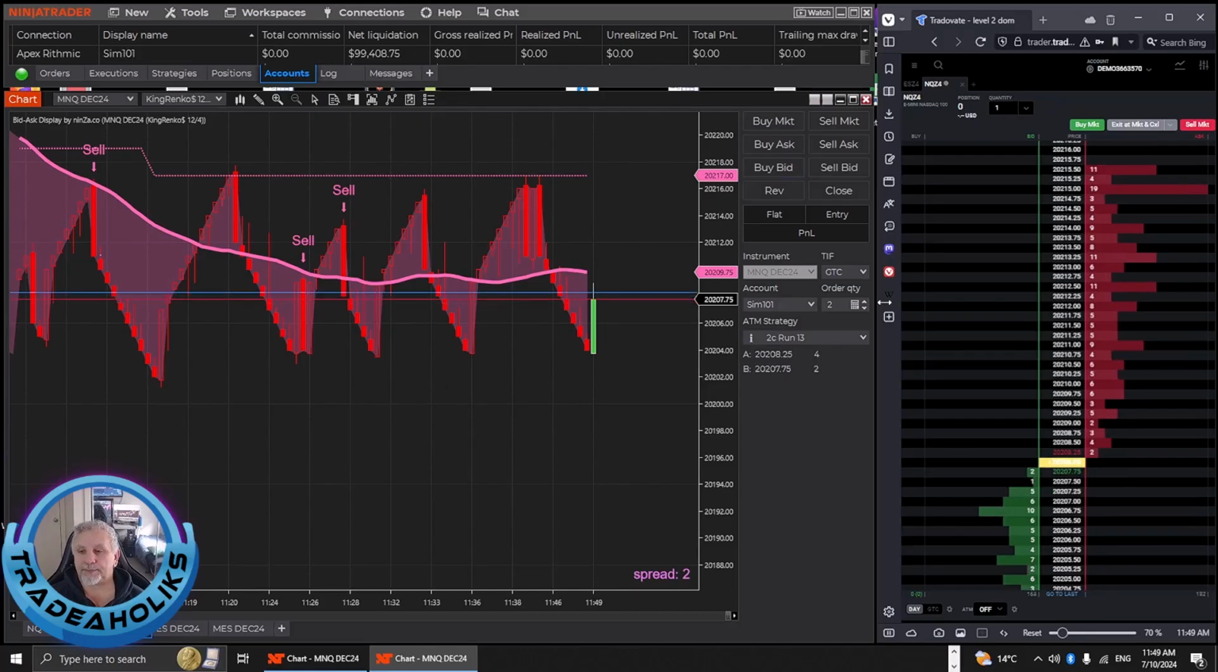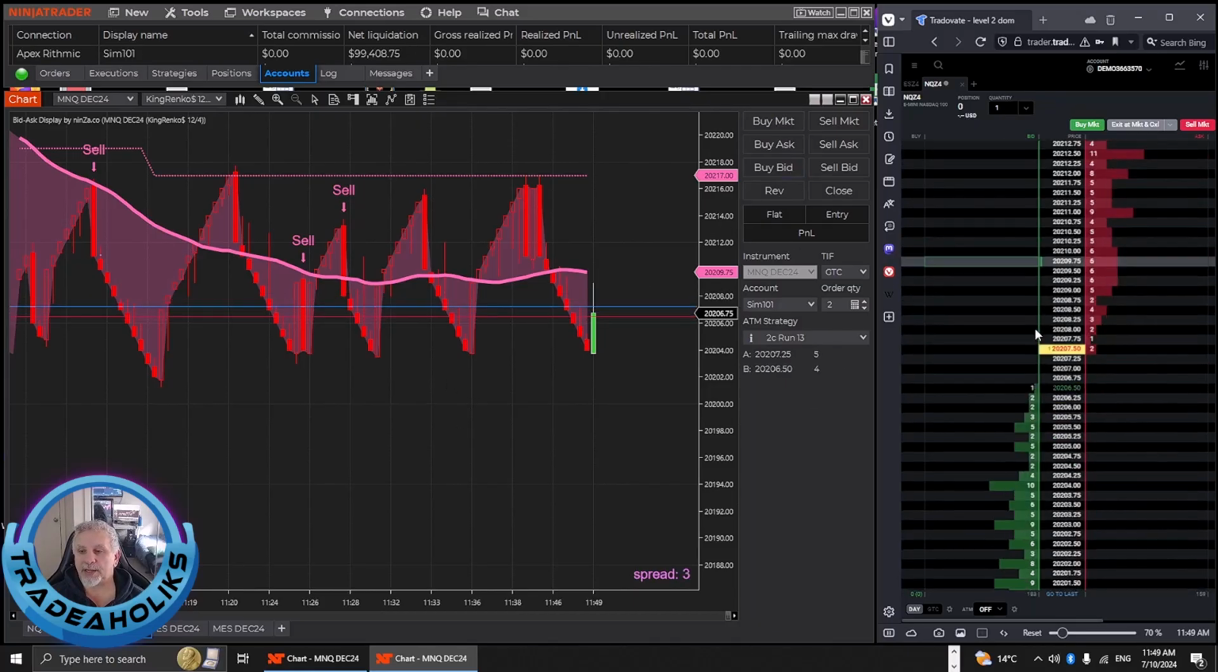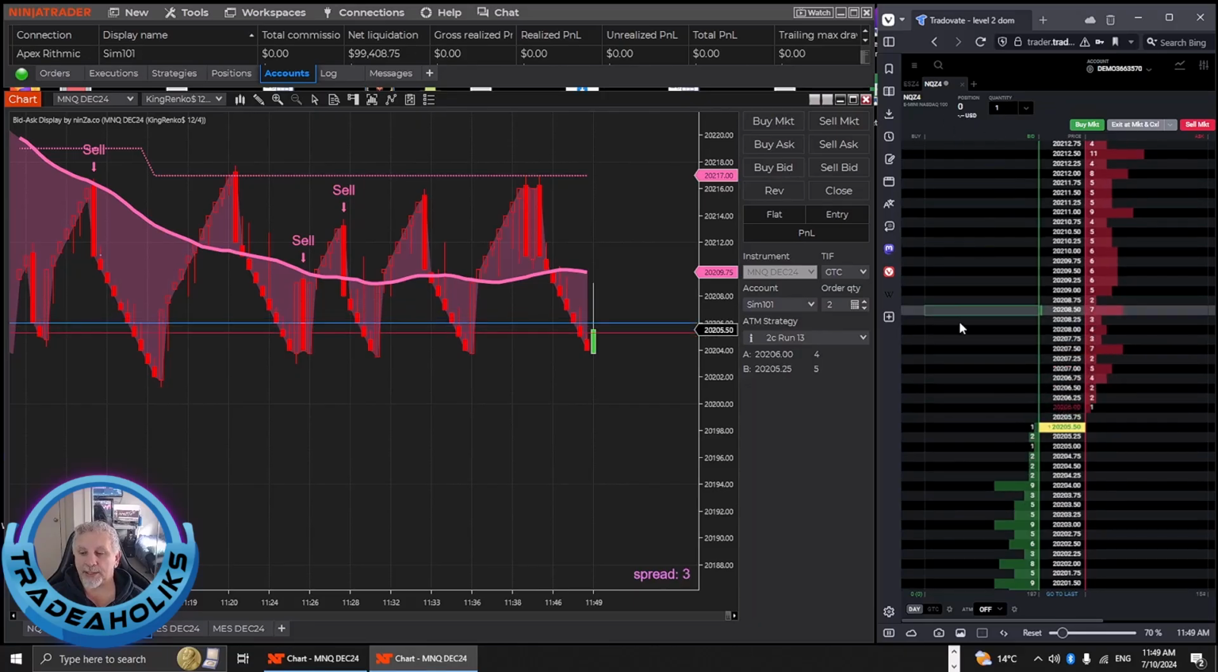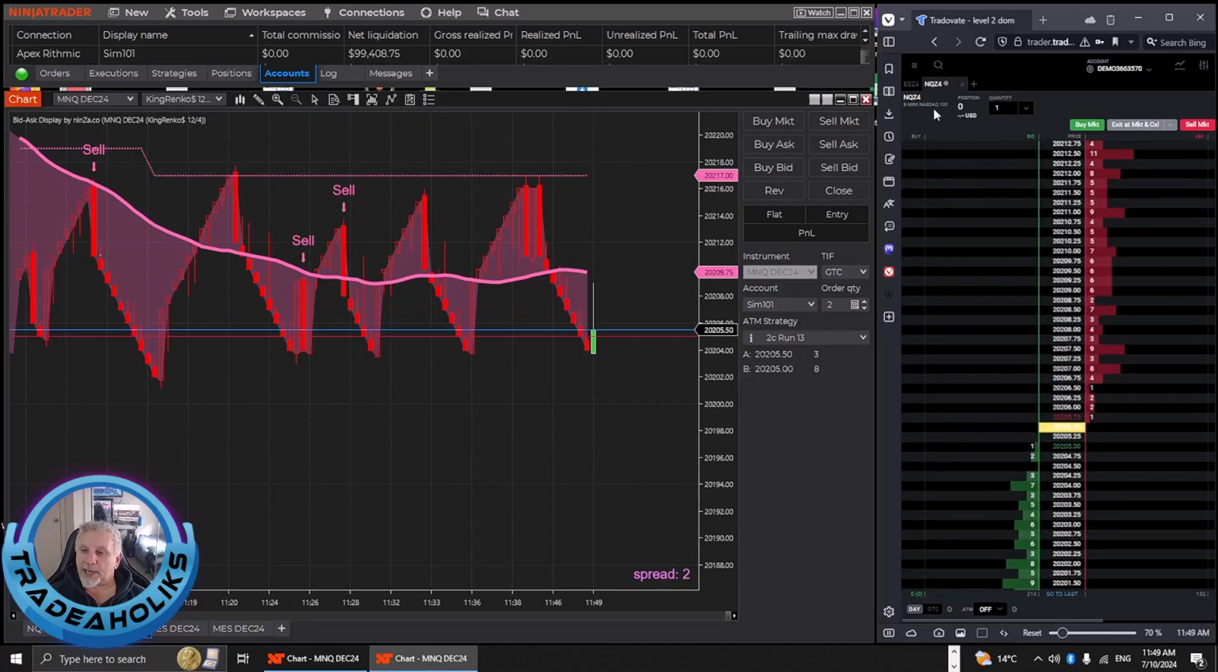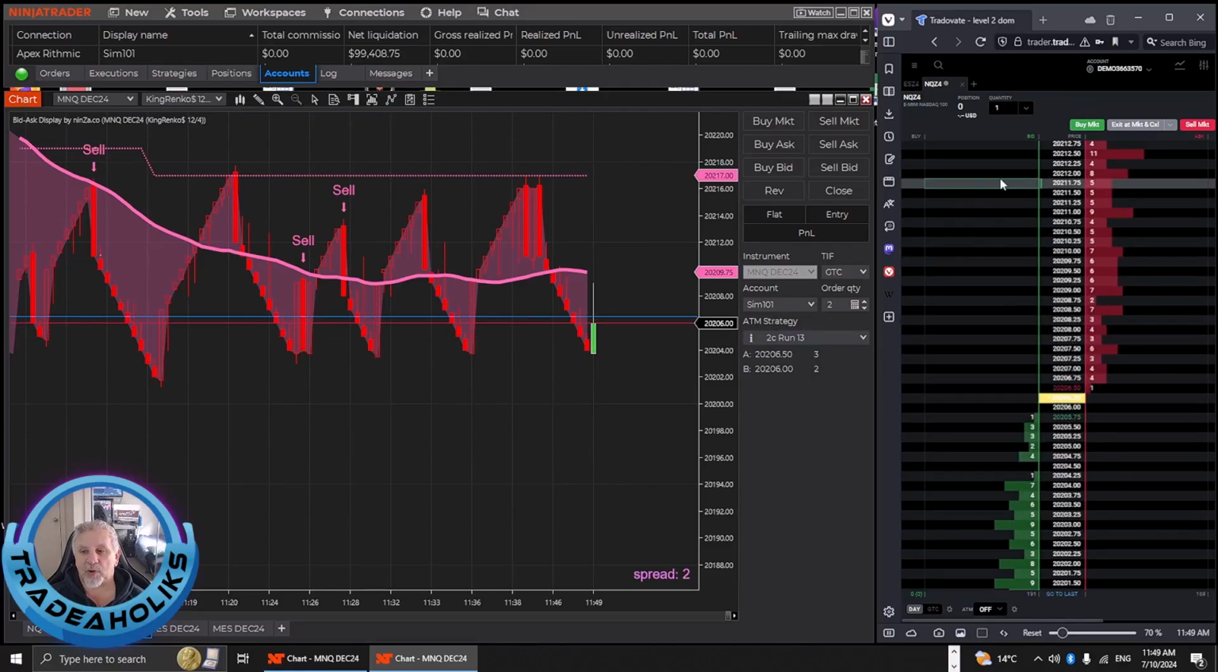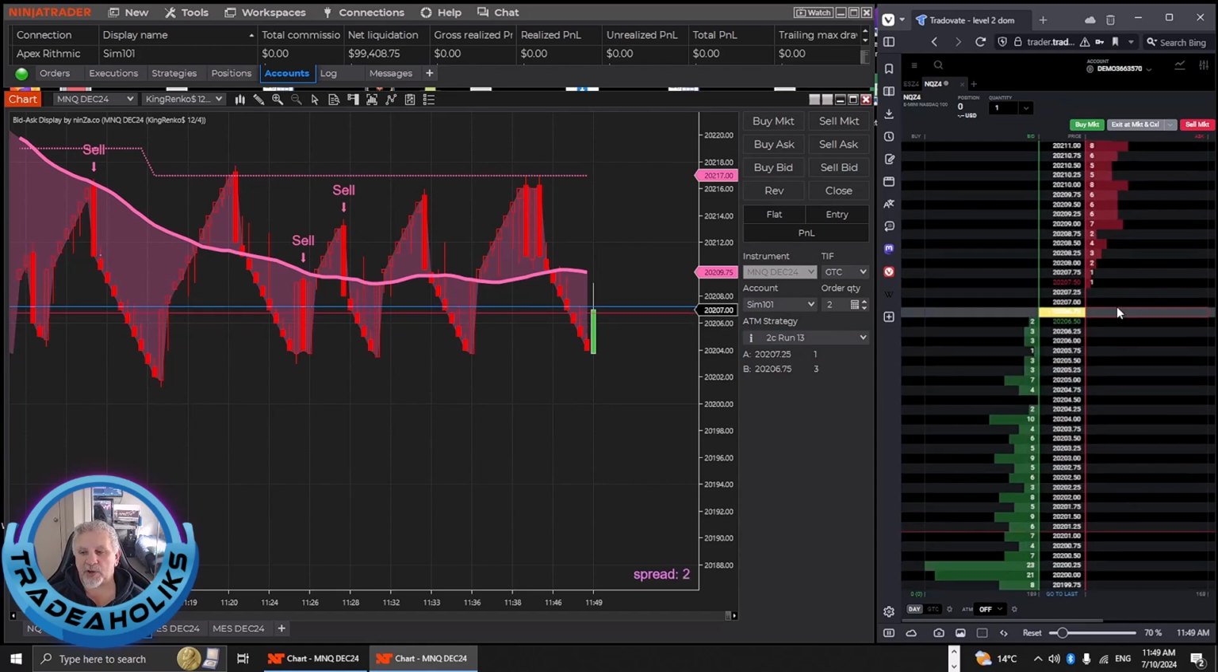Now, I'll just quickly show the DOM. This is just the DOM from Tradovate with the level 2 data. Now, I use this also as confirmation. What I really use it for is momentum, and sometimes it gives you some hints on where it might go. Now, I generally do the ES because you will see on the NQ here, you've got gaps, okay? There's not as much volume.